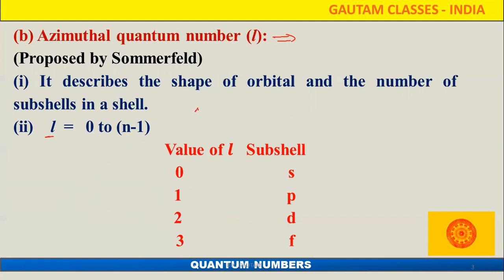For example, I am taking a very simple example, n is equal to 2. So what about the L value? It will start from 0, comma 1. That means these two azimuthal quantum numbers are present here. If we know the L value, how are we going to identify the subshell? If L is 0, the subshell is S. L is 1 is the P subshell, 2 is the D subshell, 3 is the F subshell. So if n is equal to 2, how many subshells are present? S and P are present, so we can represent them as 2S and 2P.